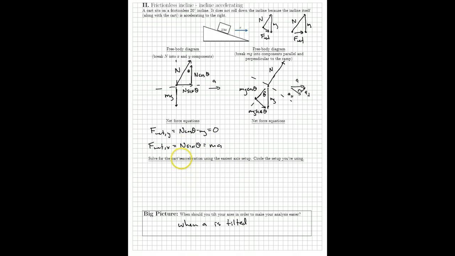I can do that from here, but I don't know N, so I'm going to find N first from this equation. Solving for N and then substituting into the other. Okay, cancel my m's, and I can combine sine theta over cosine theta. So that's a nice compact little result. So tangent of 20 degrees times g is 3.64 meters per second squared.